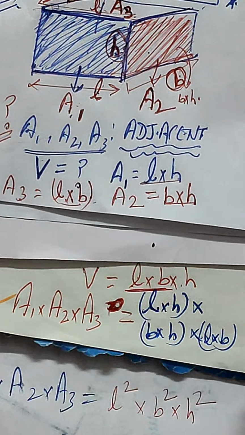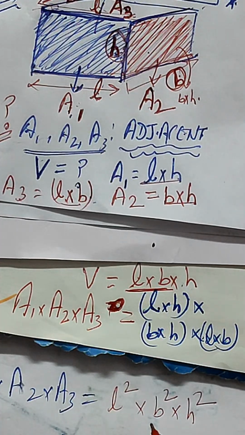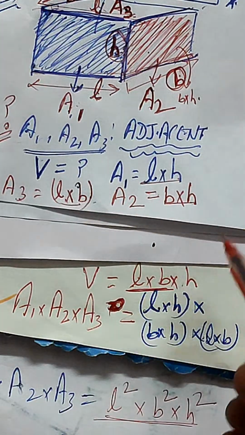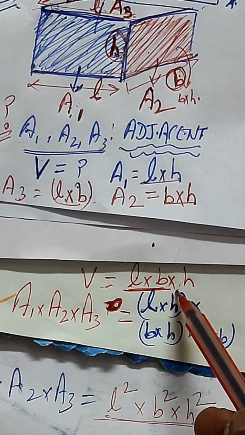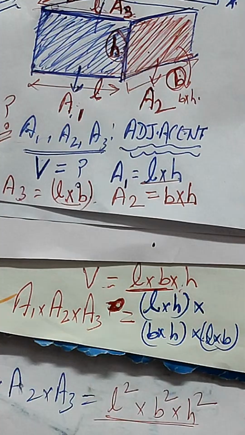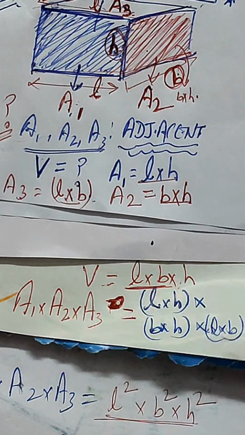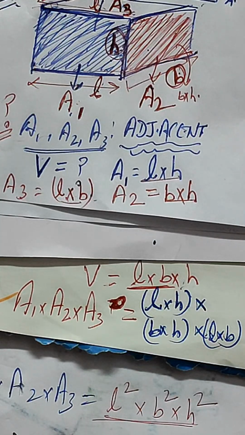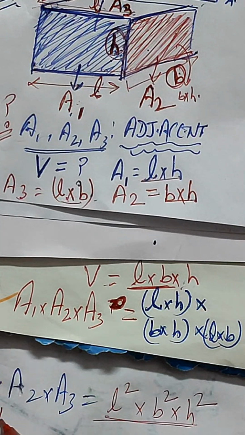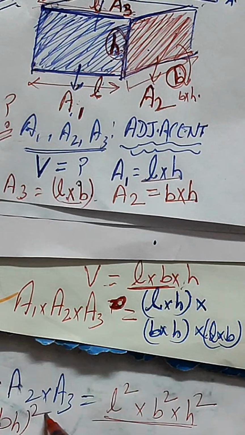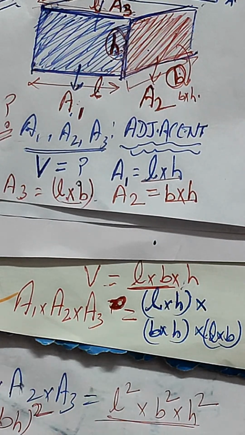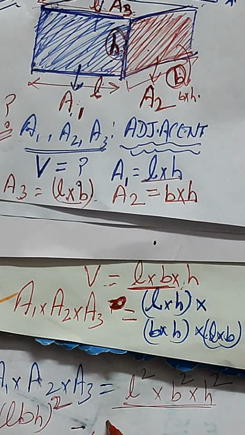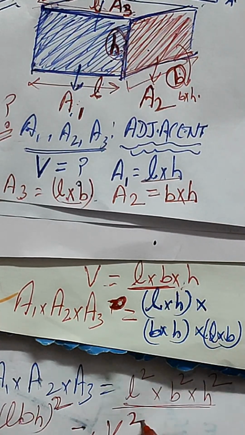Right? This will be equal to L square, B square, H square. And LBH is the volume. You can see volume is LBH. So that's why L square, B square, H square can be written as LBH whole square, isn't it? L into B into H whole square. And L into B into H whole square can be written as volume square, right?